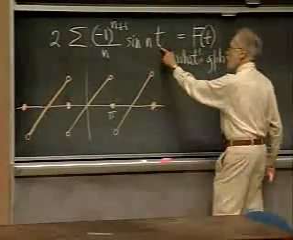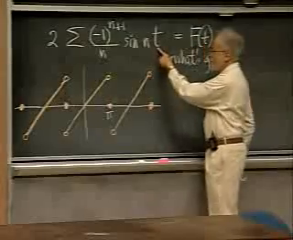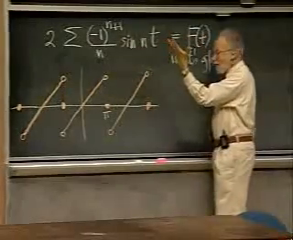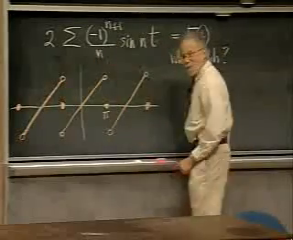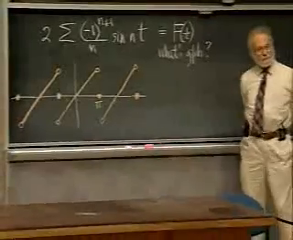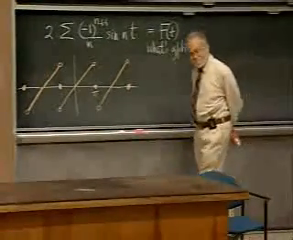What happens when you plug in t equals pi? Every one of these terms is 0, and therefore the sum is 0, so it certainly converges, and it converges to 0.